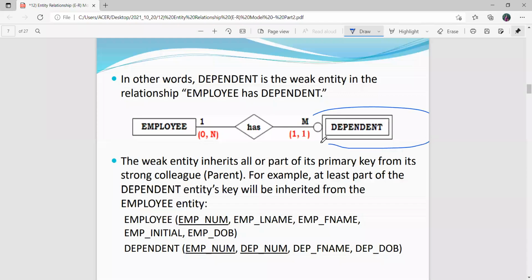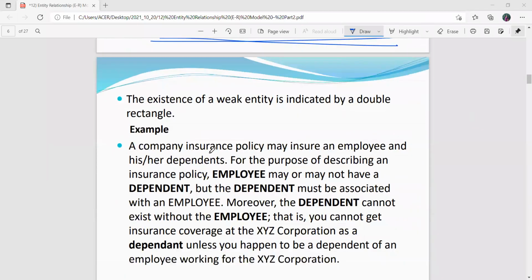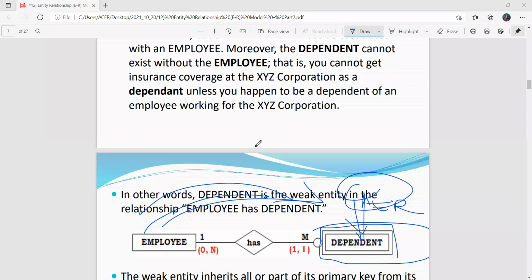So if you need to insert a weak entity into your ER diagram, you can use a double line to denote the weak entity. That means this weak entity is dependent on this one, and it needs to have a partially or fully derived primary key from the parent entity. So, according to this example, I'm going to discuss this example.